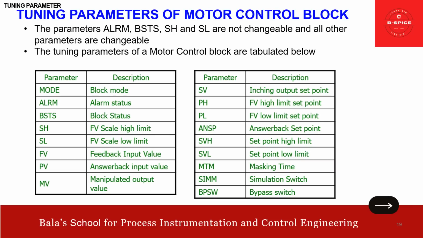And also here we have the bypass switch. You may ask, what is this bypass switch? Basically, the bypass command switch is used to stop the answer back check function. When we give a command to the valve, the feedback comes, the answer back. If you want to bypass that, you have to use this functionality. Basically, the MC2 block is a very, very important block.